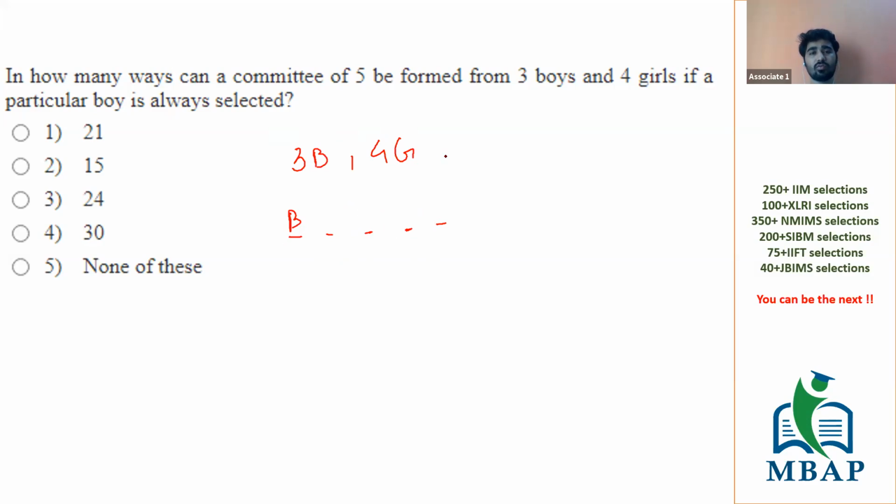So eventually, the total number of people you are left with, since one boy has gone, is two boys and four girls, which is six people, and the total number of spaces is four, and you just need to select. So your answer will be 6C4, which essentially becomes 6C2. So 6 into 5 upon 2, answer is 15. Is this clear, guys?